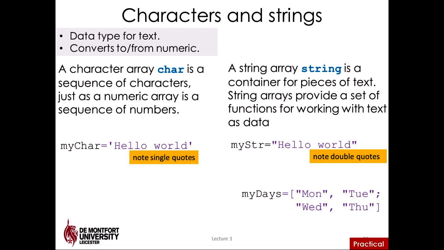So I have defined two variables here. My char is a char type, and my string is a string type. As you can see, the two variables are exactly the same in terms of content. However, I used single quotes to define a char and double quotes to define a string. This example shows that a string variable, in the form of a matrix, allows you to store more text.